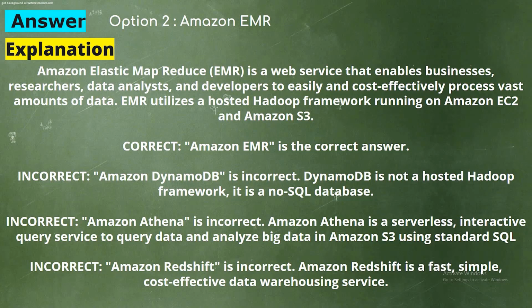Incorrect. Amazon DynamoDB is incorrect. DynamoDB is not a hosted Hadoop framework, it is a NoSQL database. Incorrect. Amazon Athena is incorrect. Amazon Athena is a serverless, interactive query service to query data and analyze big data in Amazon S3 using standard SQL. Incorrect. Amazon Redshift is incorrect. Amazon Redshift is a fast, simple, cost-effective data warehousing service.